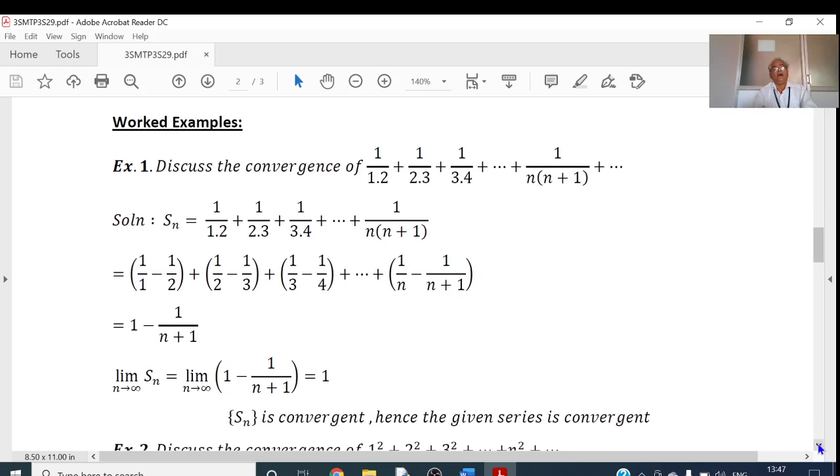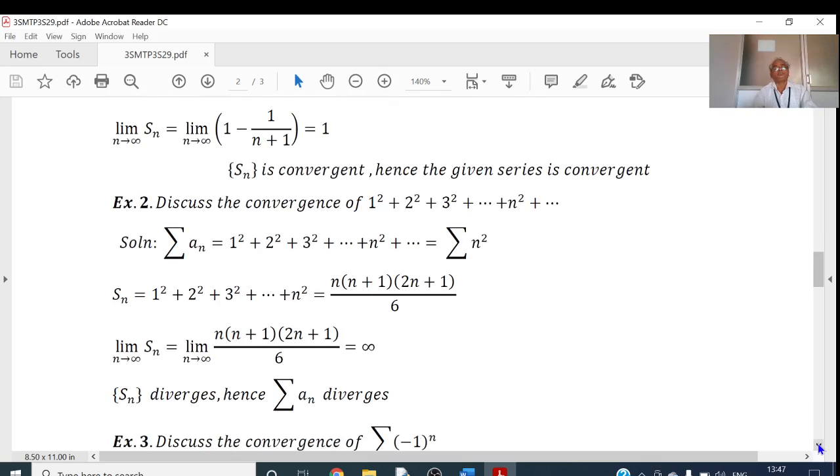Okay. Next I will go to another example. Discuss the convergence of 1 square plus 2 square plus 3 square and so on up to n square. So here this is our sigma an, and the nth partial sum is equal to the sum of the first n terms, that is 1 square plus 2 square plus 3 square plus up to n square. And we have a formula for this. The sum of the squares of the first n natural numbers is given by n into n plus 1 into 2n plus 1 divided by 6.